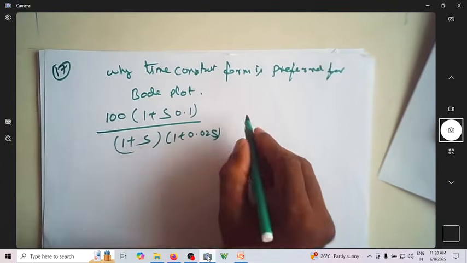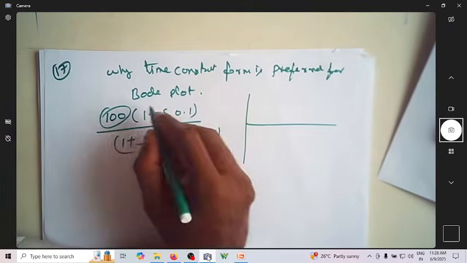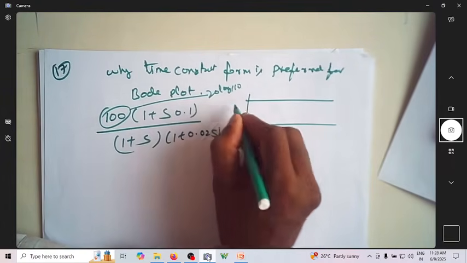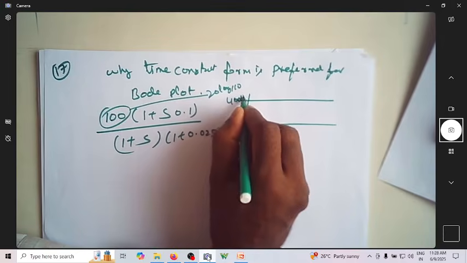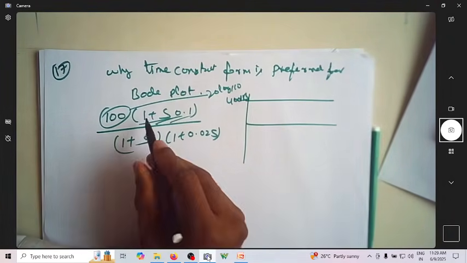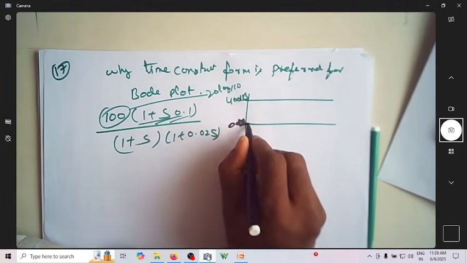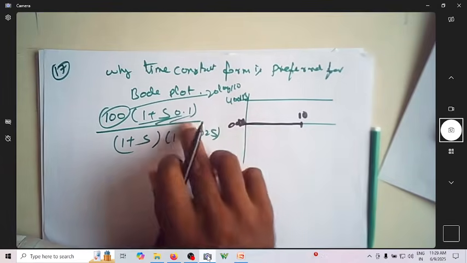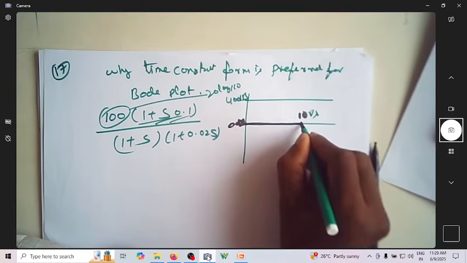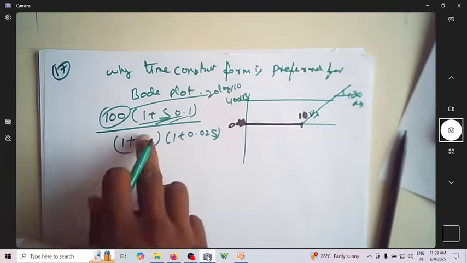So now when you're writing the magnitude part of this, what do you write? What is the magnitude of this? This is 20 log 100, which is 40 dB. How about this term? This term is going to have a magnitude of 0 dB till 10 radian per second, and then it goes with a slope of plus 20 dB per decade, because this is a zero.